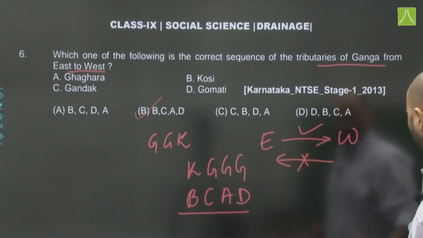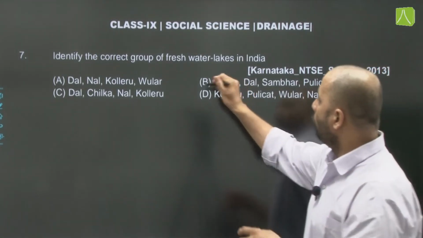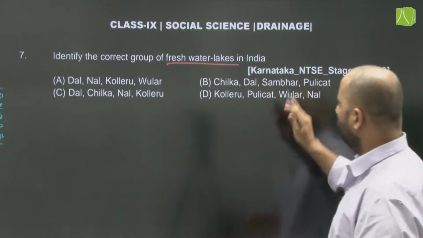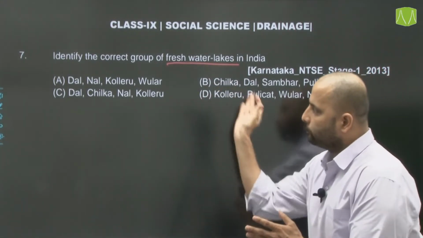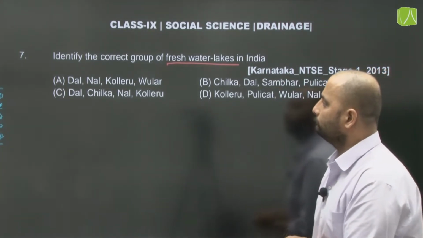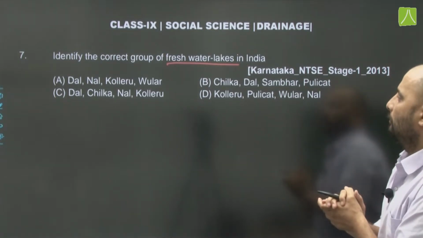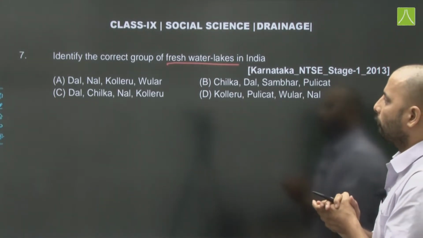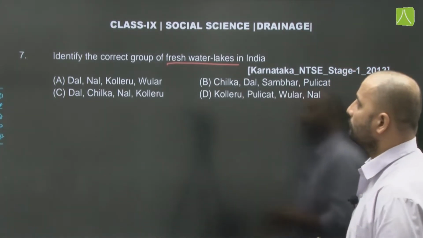Let us move on to our next question. Identify the correct group of freshwater lakes in India. This question is again from Karnataka NTSE stage 1 2013. Options provided here are, let us see which of the groups has a salt water lake in it, so that option can be ruled out.